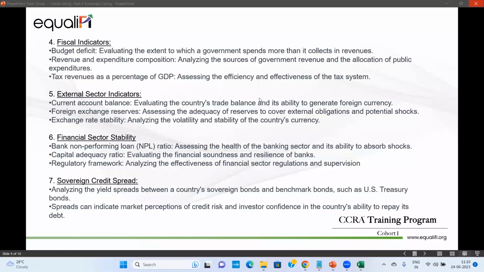Now, how is it going to affect your business? Say you are an exporter or importer. What if the exchange rate is not stable? How is it going to impact you? Suppose I'm an importer, how is the exchange rate going to affect me? And how is it going to affect an exporter?